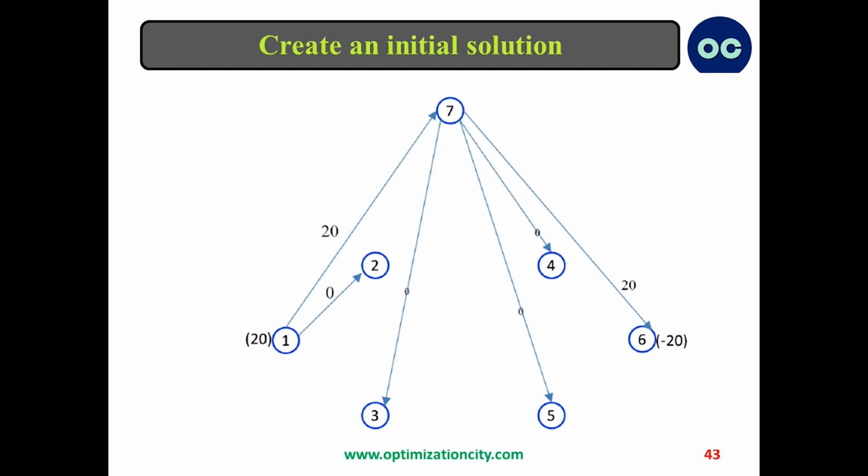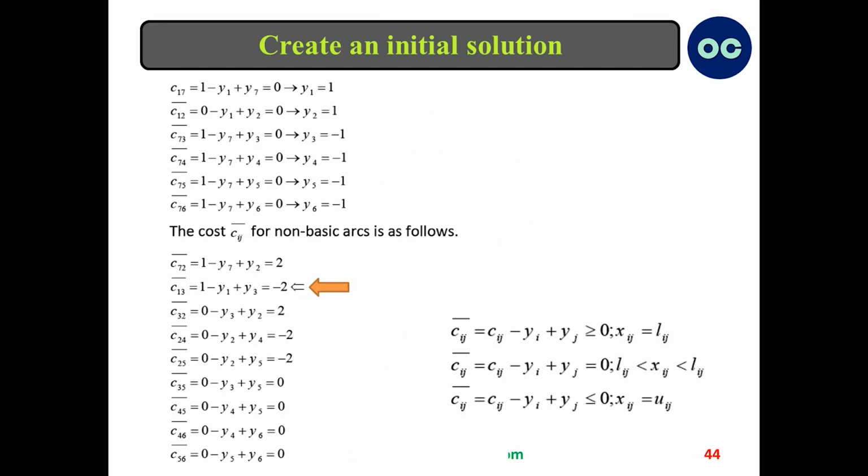Assuming again y7 is equal to 0, we can calculate the value of the yi for all nodes using the equation Cij minus yi plus yj is equal to 0. So we can calculate the Cij bar again for all non-basic arcs as follows.